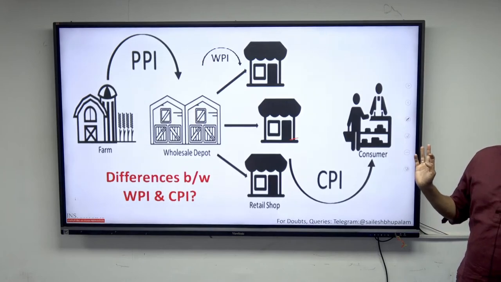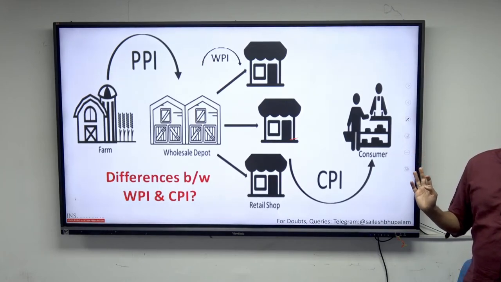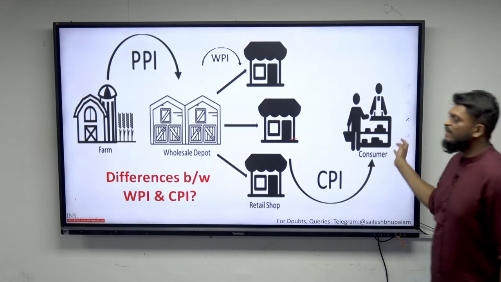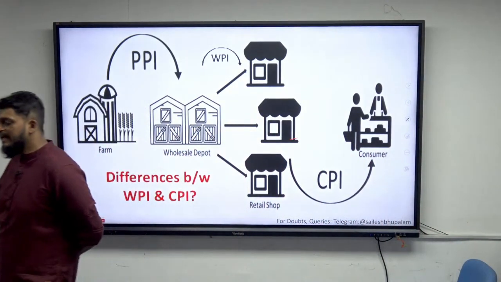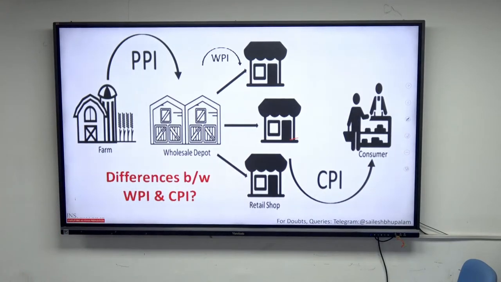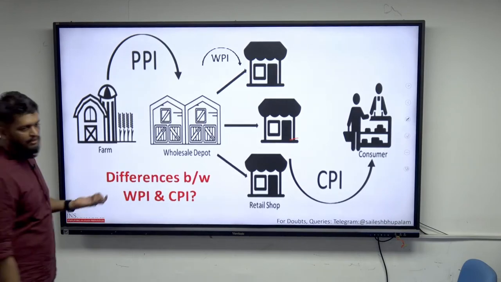You understood? We want more clarity to be able to pinpoint with even more accuracy. That is why we are trying to create PPI also. When we compare all the three, then we will have even more accuracy in identifying what exactly is causing inflation. You understood?